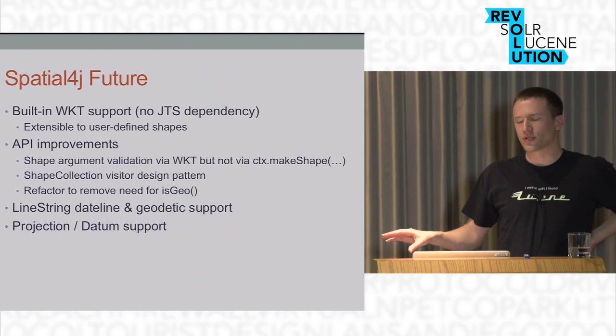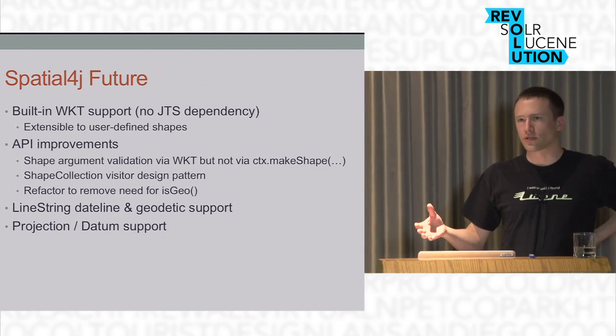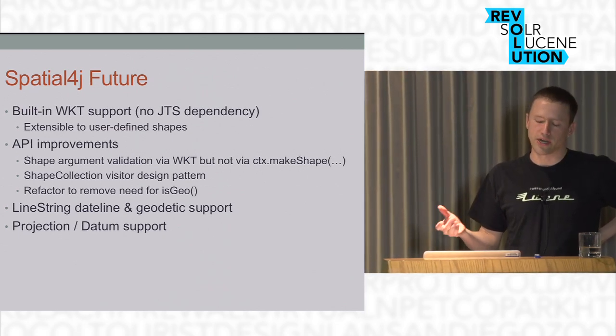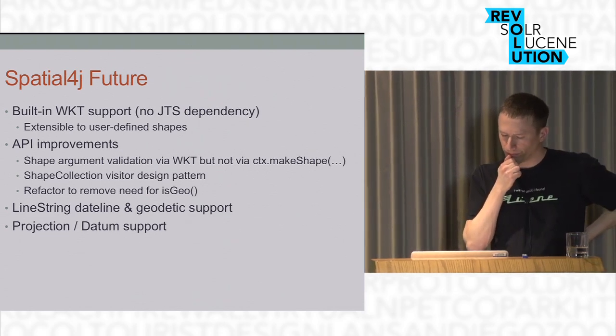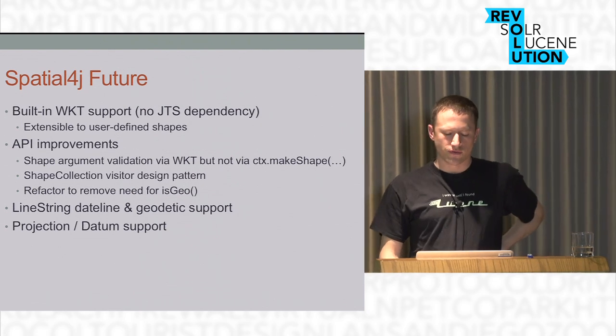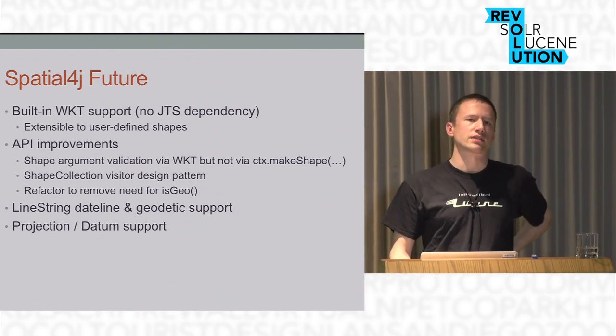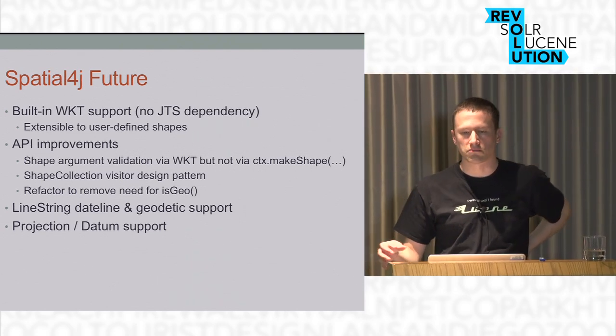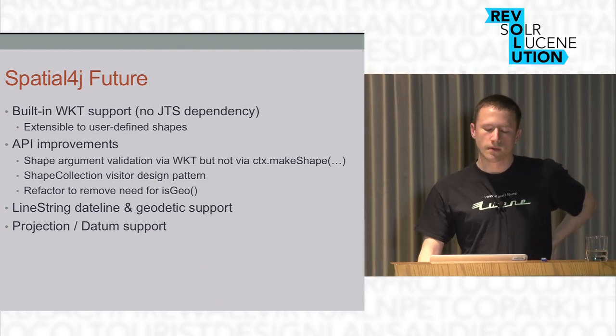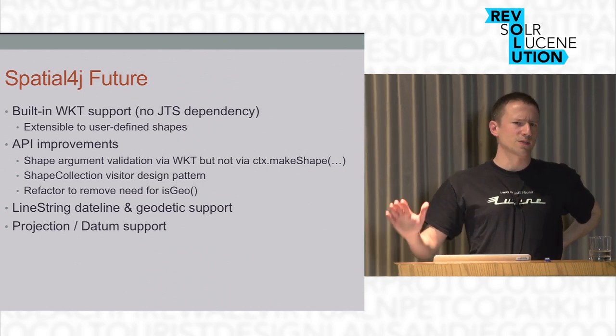I want to basically reduce the JTS dependency and add more opportunity for you to add your own custom shapes. There's some API improvements. And there actually is a branch for adding projection support. It would be nice if you could actually declare what the datum is of the data you give it, and that way it could convert it for you. That would be nice. Any questions at this point about the Spatial4J section?